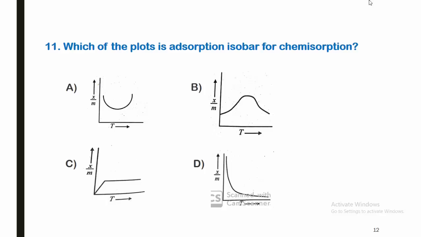Option C, here you can see the graph, and option D, x/m, again a graph is given. We just have to find out which graph is right for the adsorption isobar in case of chemisorption. The right answer is option B, where the graph looks like a resonance curve, where it increases and then further decreases. Option B is the right answer for the adsorption isobar for chemisorption.